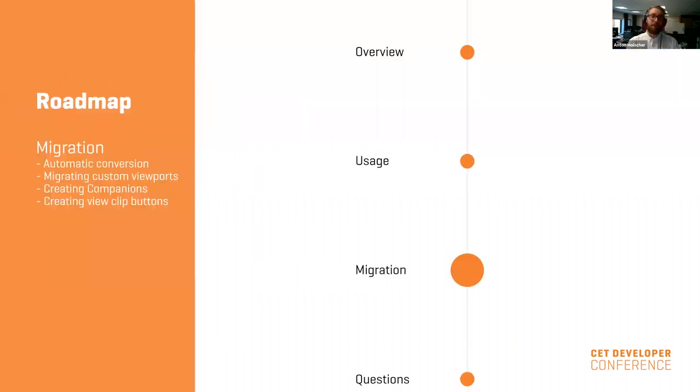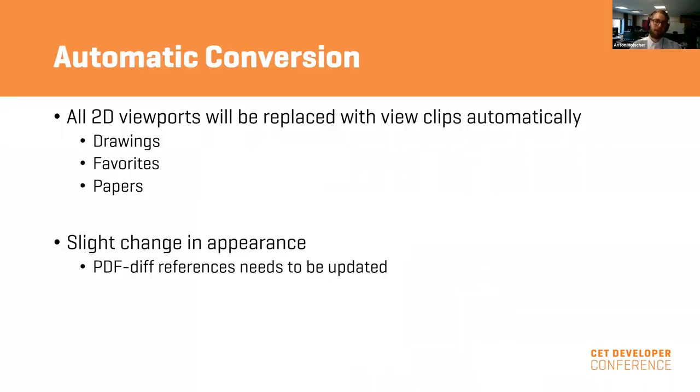So about migration. As you all know, I've told you many times that the viewports will be replaced by view clips this time around. So we have implemented an automatic conversion like this. So all 2D viewports will be replaced with view clips automatically. And this includes when you load drawings, when you load favorites, when you load papers. So anytime you load one of the viewports, it will automatically turn itself into a view clip.